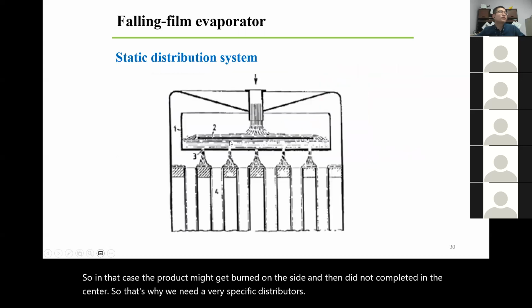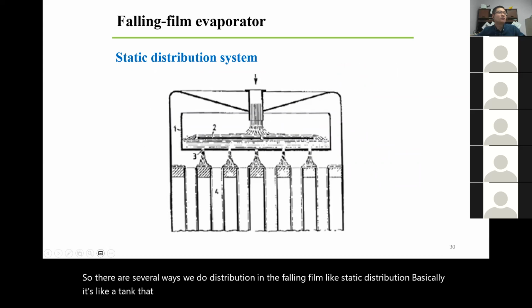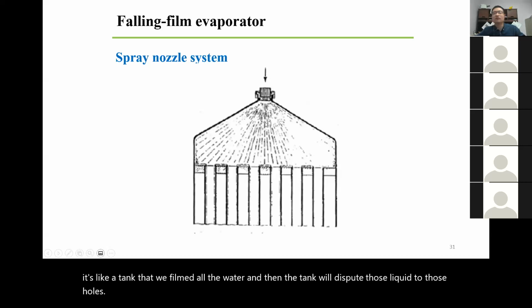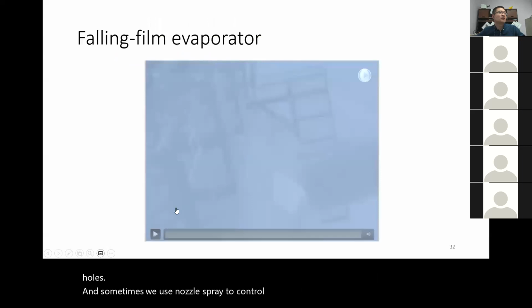So there are several ways we do distribution in the falling film, like static distribution. Basically, it's like a tank that we fill with liquid, and then the tank will distribute those liquids through those holes. And sometimes we use nozzle spray to control the distribution.